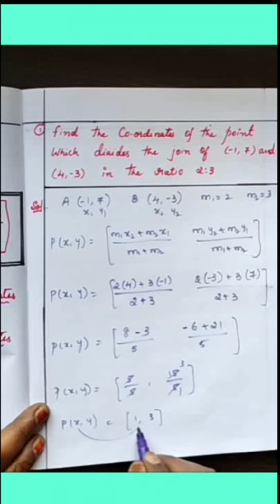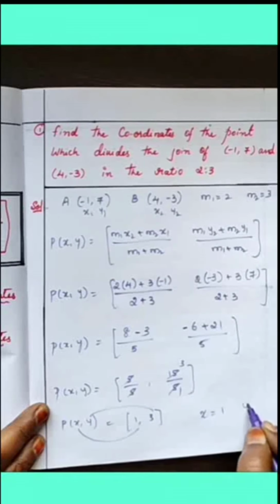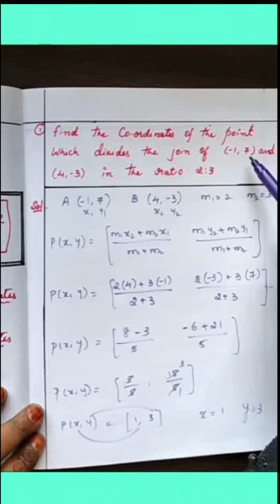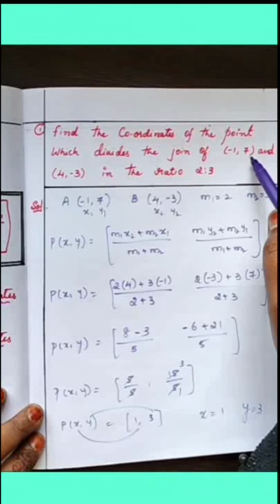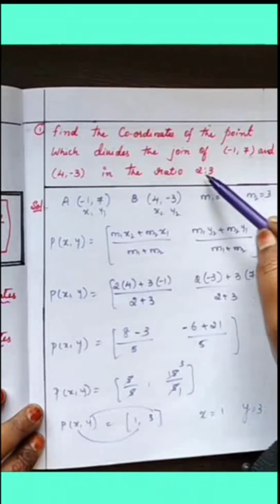Here the x value is 1 and the y value is 3. Dear students, what is the value of x? 1. The y value is 3. Are you following? Here what data has been given? The coordinate values. Consider A equal to (-1, 7) and B is (4, -3). The m1 value is 2 and the m2 value is 3.